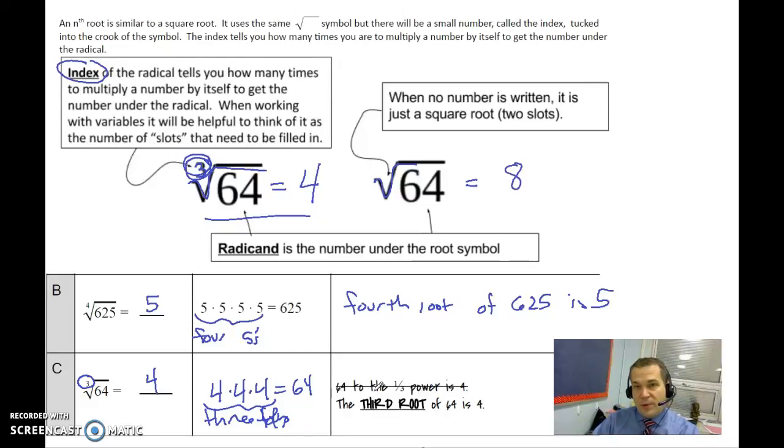In your notes, I wrote the wrong thing. I typed 64 to the 1/3 power. That was a mistake. So if you guys would be so kind as to cross that off and rewrite this as, we'd say this is the third root of 64 equals 4, that'd be great.